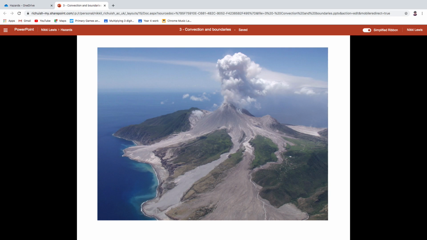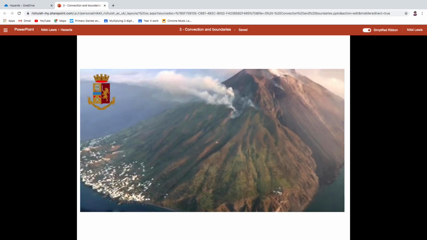So that's going to be one of the case studies for volcanoes. It's a really fascinating case study because volcanic activity that began in the 1990s has pretty much devastated the island, as you can pretty clearly see.